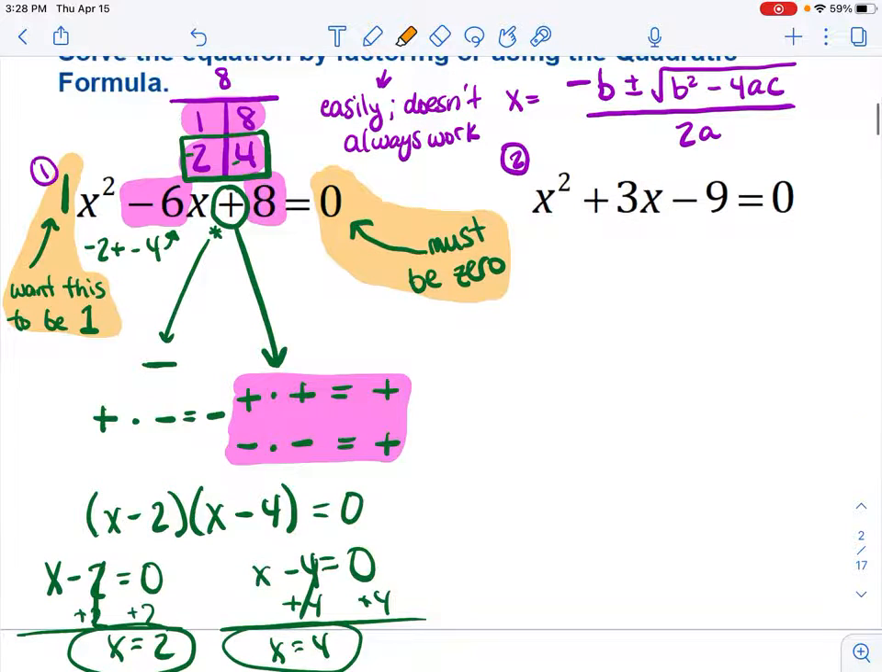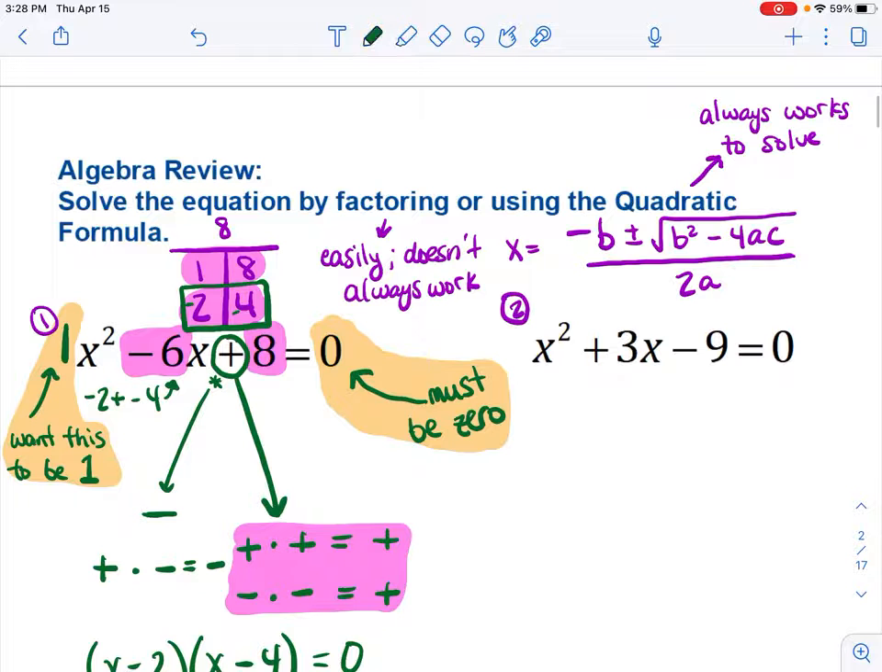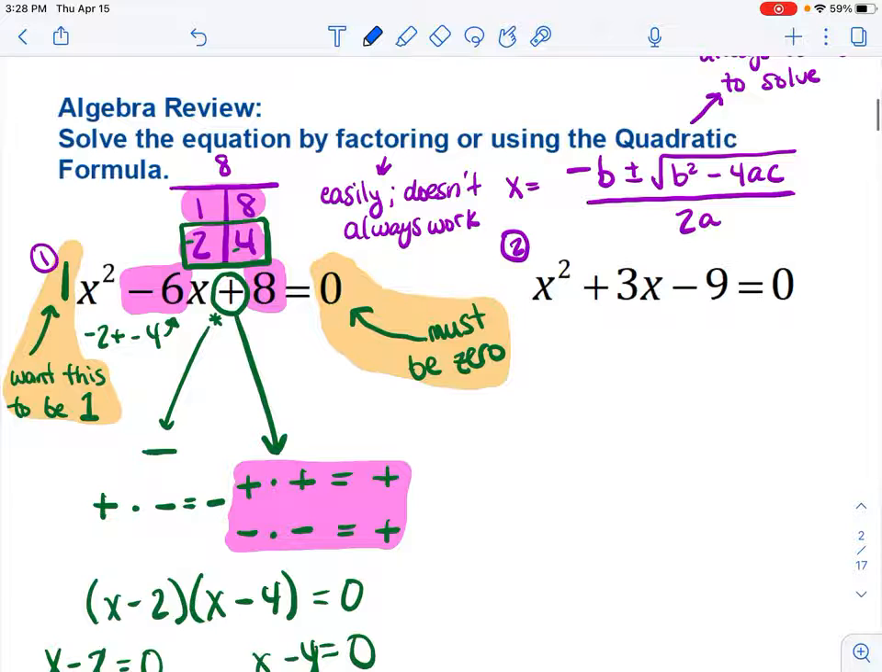All right, so that's how you factor. Now we are going to use the quadratic, and then we'll try some in the notes eventually. So for the quadratic, we need to know what terms are A, B, and C. So A is always the term in front of the x squared. B is always the term in front of the x. C is always the number by itself. So in this case, A is 1, B is 3, and C is -9.